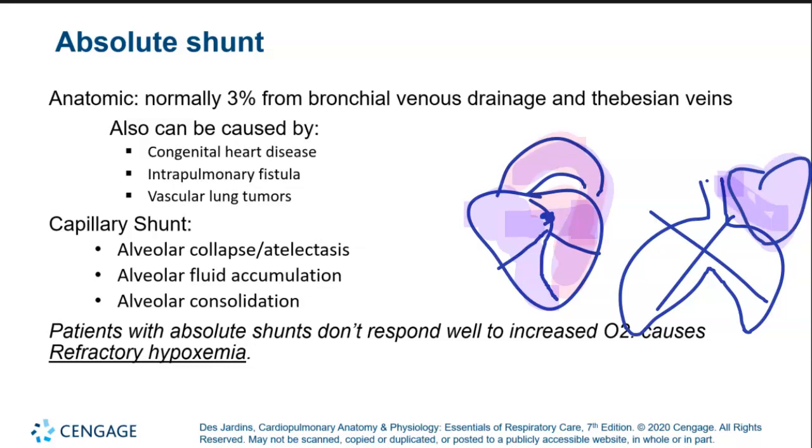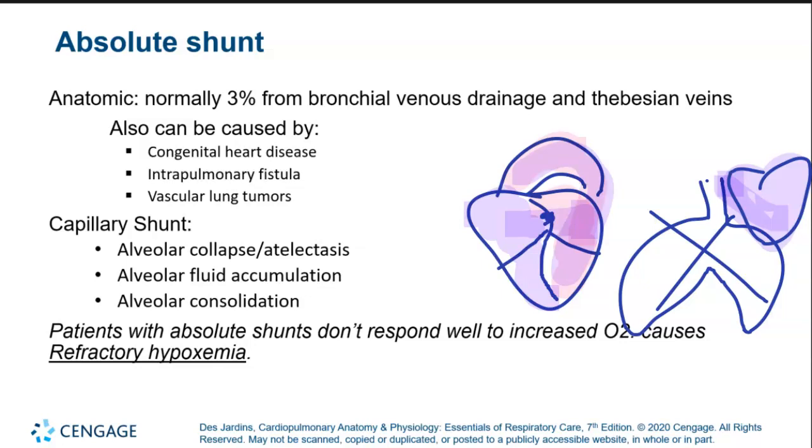Then you can have vascular lung tumors. Actually, a lot of times lung tumors become very vascular, which means that the tumor has a lot of blood vessels going through it. That's why lung cancer patients have a lot of bleeding issues. So because of those vascularized tumors, a lot of times the blood flow goes through the tumor, isn't going to the alveoli to get oxygenated, and then goes back to the heart unoxygenated.